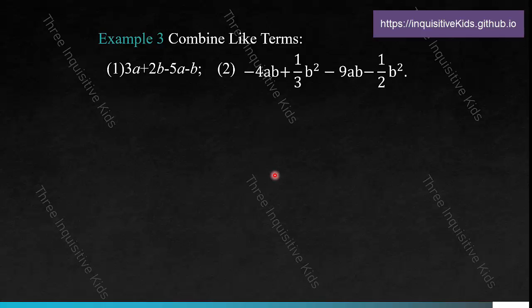And example 3, combine like terms for both of these expressions. So the same thing as last time. This shouldn't be too hard for you now, right? You probably already get the concept. So here's a solution for number 1. 3a plus 2b minus 5a minus b. We find the like terms, which are 3a and negative 5a, and 2b and negative b. We're going to use the distributive property to factor the variable parts out, and that gives us the simplified answer, negative 2a plus b.